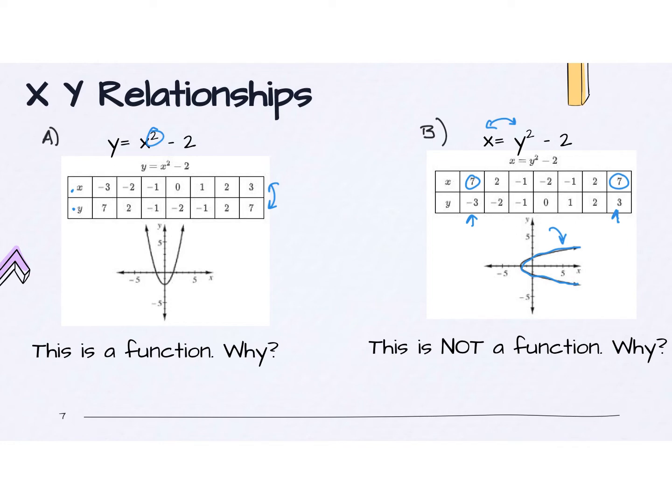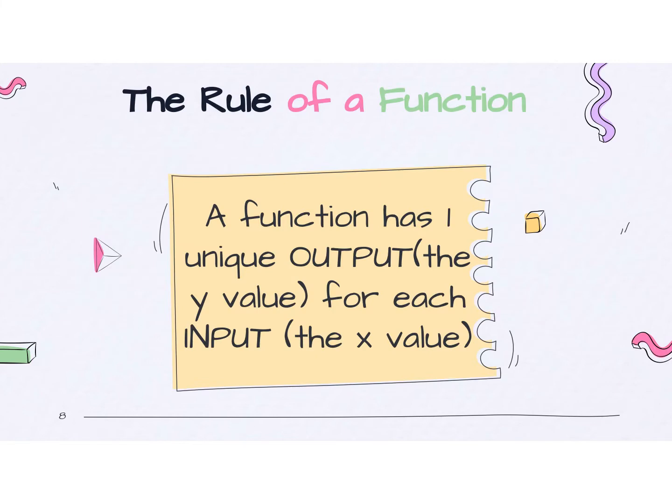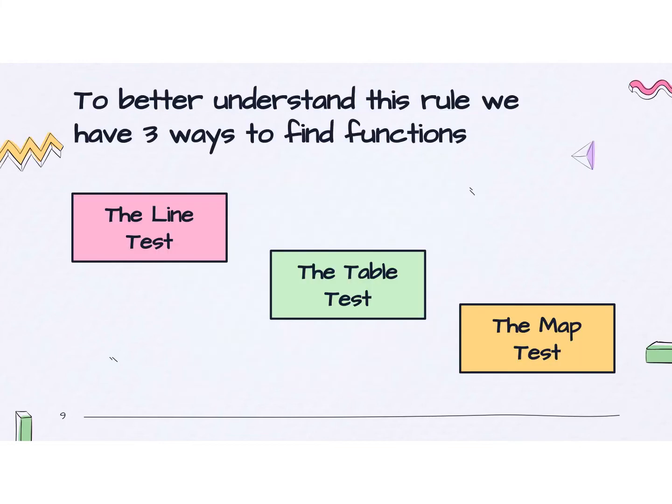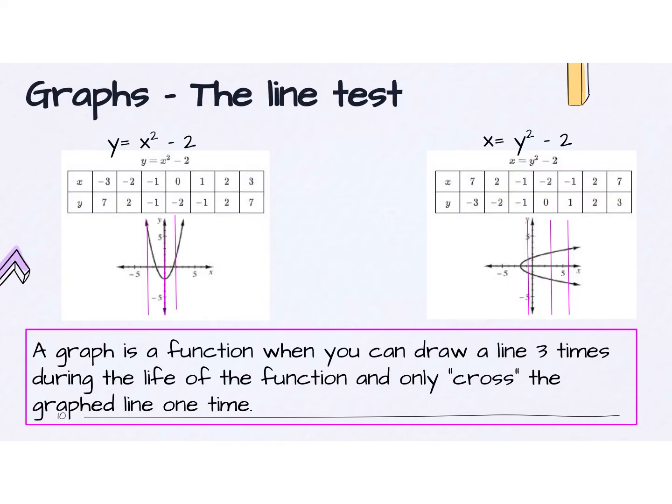Let's take a little bit of a closer look at that because it can be really confusing. A function has a unique output, which is the y value, for each input, which is the x value. That's the rule. Let's break it down a little bit. To better understand the rule, we're going to have 3 ways to find functions: the line test, the table test, the map test. We are going to start with the line test.